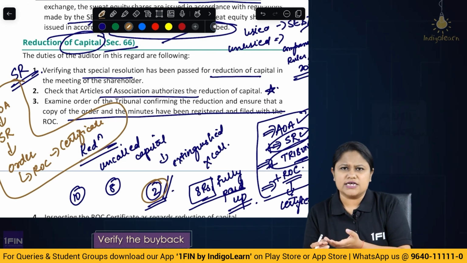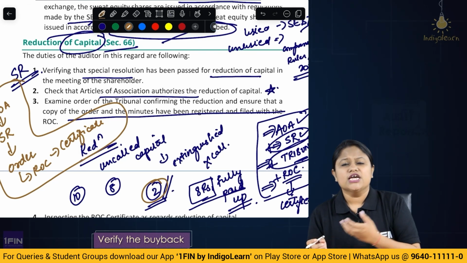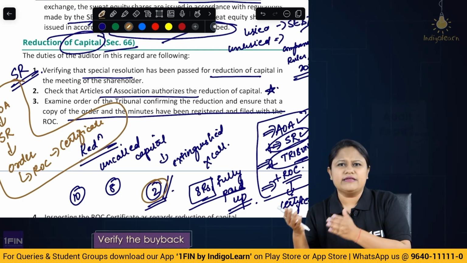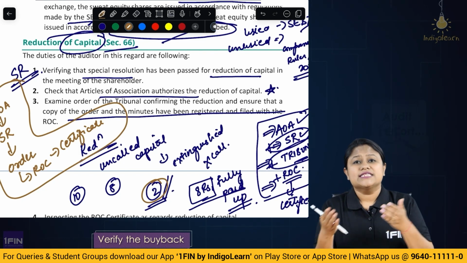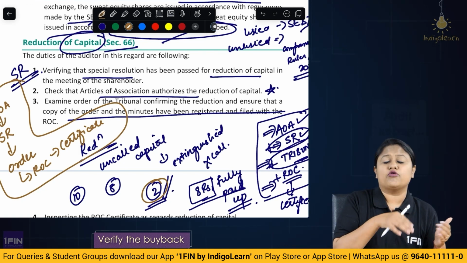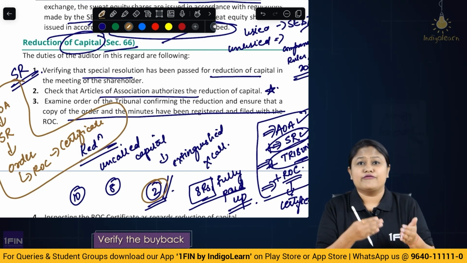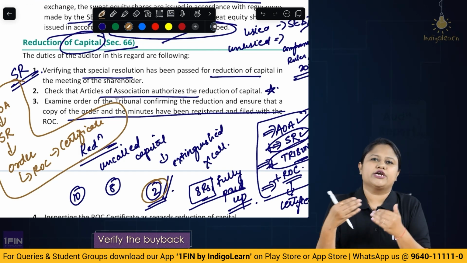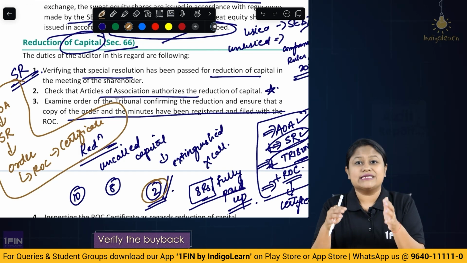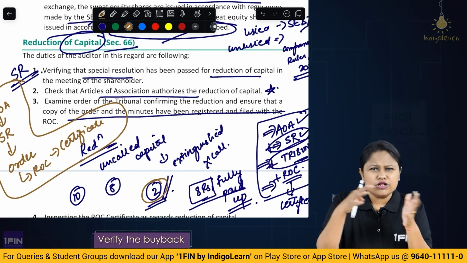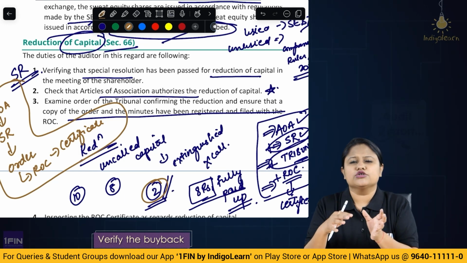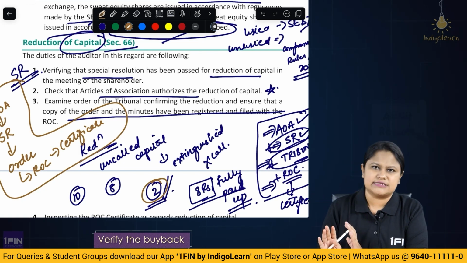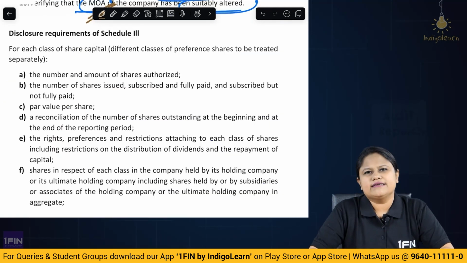Verify whether the board resolution is passed, verify whether the special resolution is passed, verify whether the buyback has happened within the given period or not, verify whether a return of buyback is filed with ROC or not, then verify whether these shares which are bought back are physically extinguished or not, verify whether the reserves utilized for buyback are appropriate or not, whether the amount utilized is within the limit or not. Correct? So all the provisions that you study as a part of section 68, all of those you need to verify. So even if you have an exclusive question coming on buyback, you should be in a position to answer. Clear? Alright.